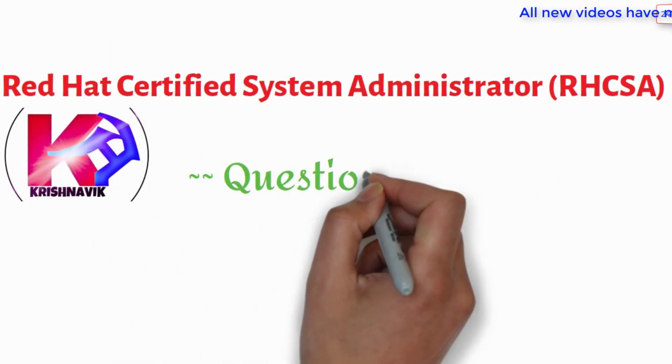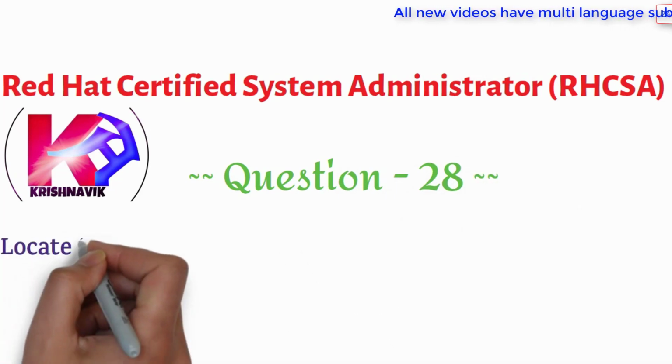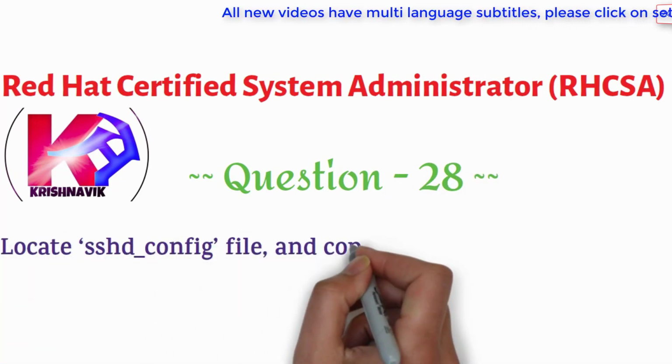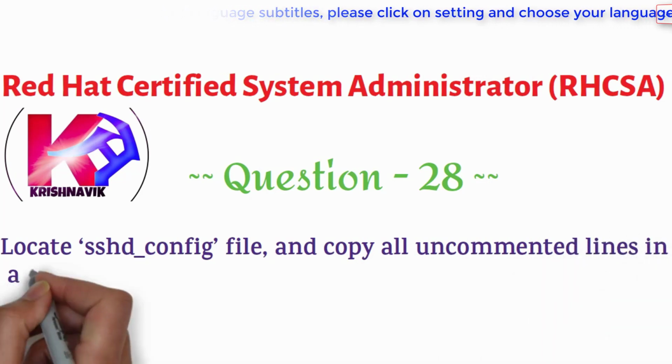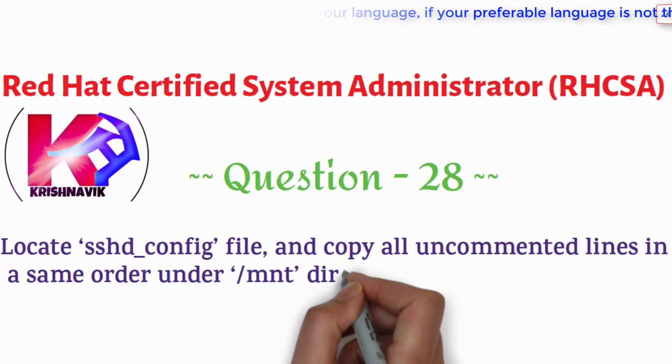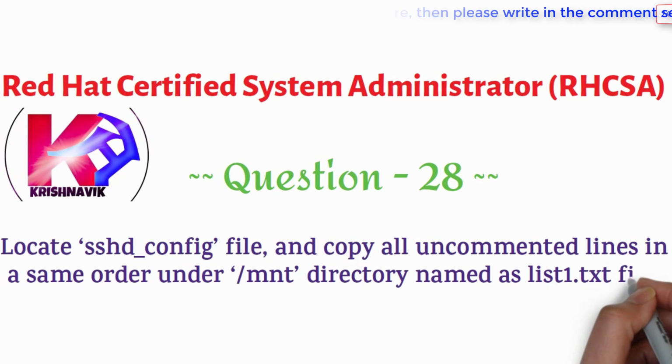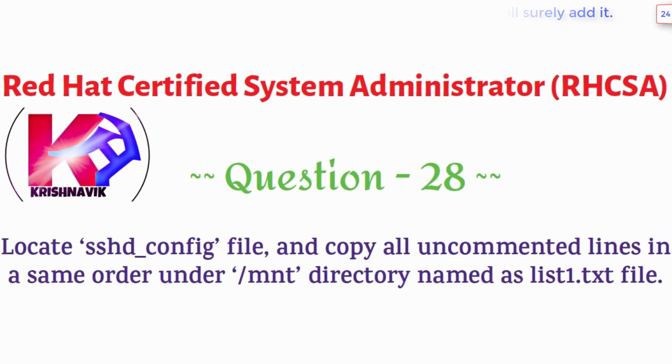Today's RHCSA exam question is: locate the SSHD config file and copy all uncommented lines in the same order into a file named list1.txt under the /mnt directory. Let's start.